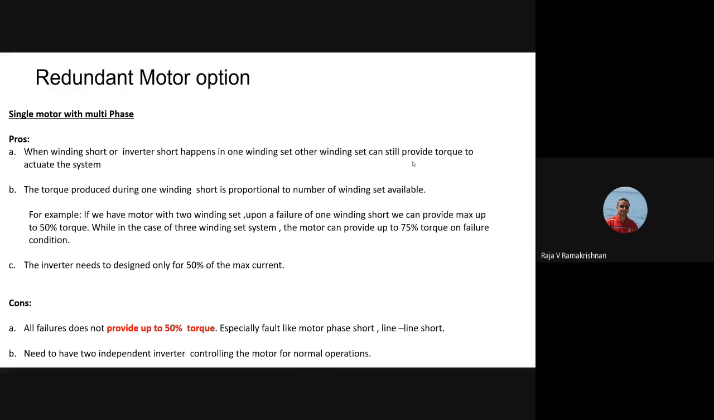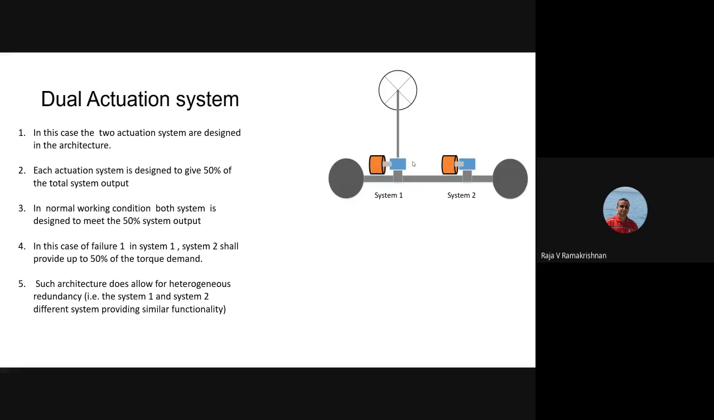So the only major disadvantages you get is that all failures do not provide 50% torque, especially motor phase short and line-to-line short. Such failures are rare, but even in this case, it'll be a little less than 50% torque. You need to have 2 independent inverters controlling the motor for normal operation. That means 2 inverters have to work at the same time for the normal operation in such architecture.